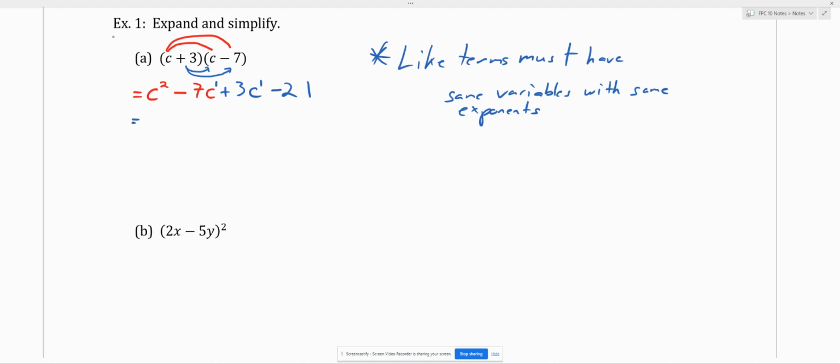So all I have to do is, I can't combine it with the c squared because of the 2 here. It's not a like term. But these two I can combine. -7 plus 3 is going to give me -4 c's. Okay, and I still have the subtract 21. And we're done.